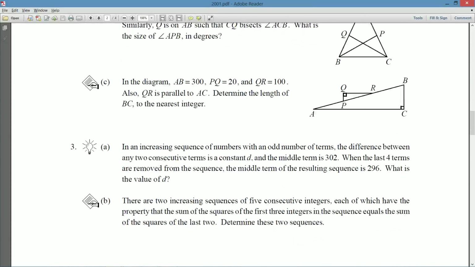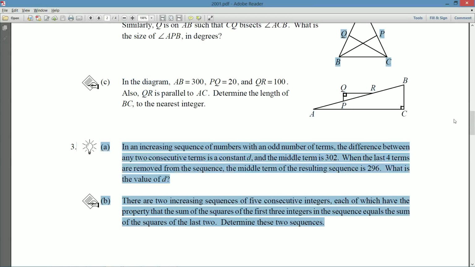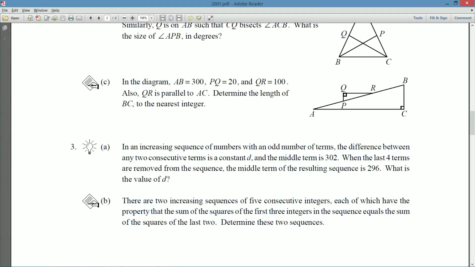Alright. In the diagram, length AB is 300, length PQ is 20, and length QR is 100. Also, QR is parallel to AC. Determine the length of BC to the nearest integer. Okay. Well, I'm going to guess that we have similar triangles, but because it's a written solution, we need to justify why we might have some similar triangles in here.